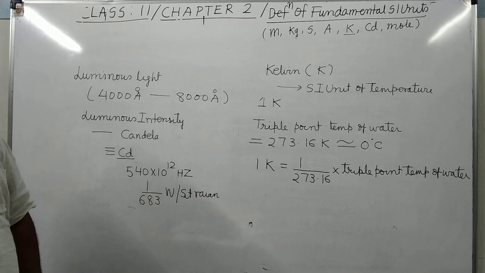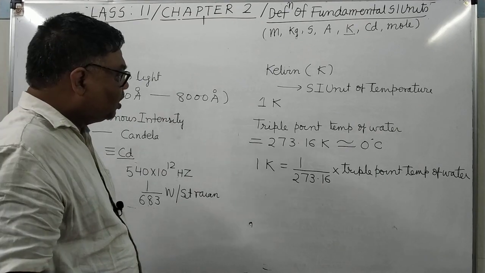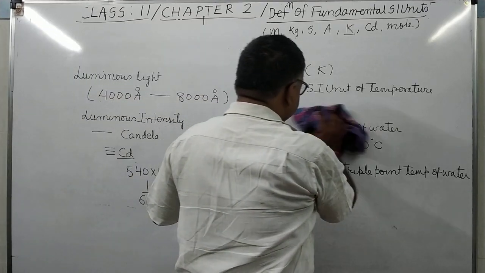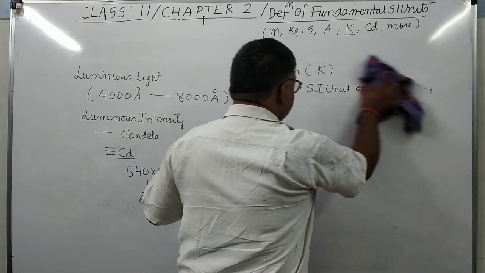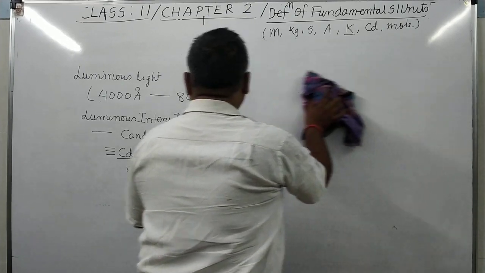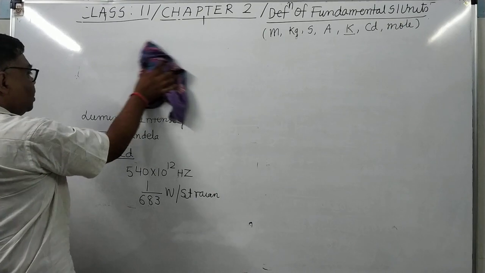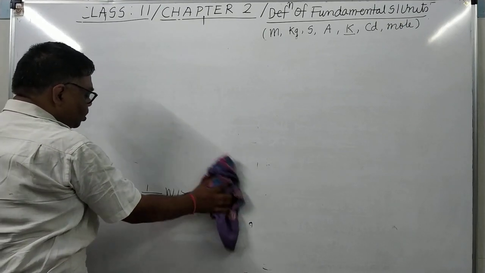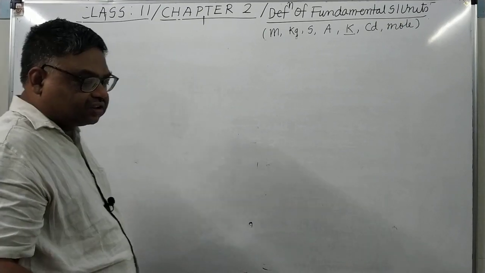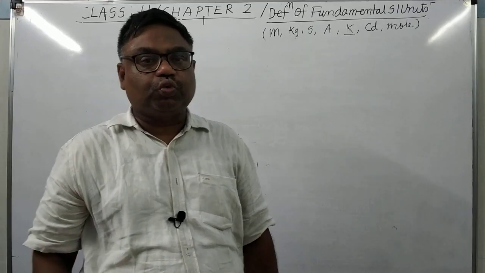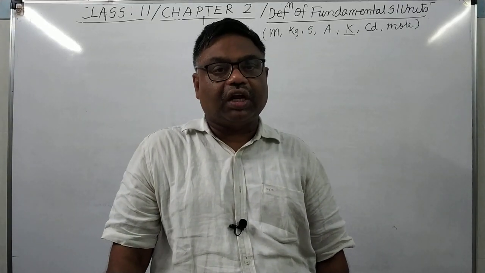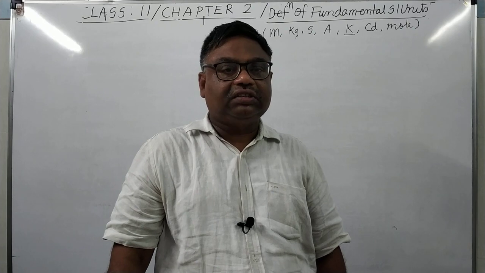It's clear? Now after this there is one more unit, amount of substance. There is one term, amount of substance. It's clear? This amount of substance is used for expressing the quantity of atoms and molecules which are of very small size.